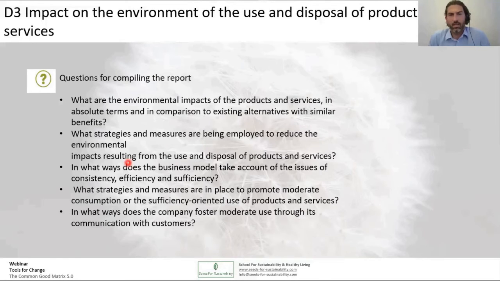So now if I want to write something, the report, which then could be audited, or if I want to develop some kind of indicator set for myself to be more sustainable, I have to ask myself, what are the environmental impacts of my products? What strategies, that's important, and measures are being employed to reduce the environmental impacts? So I have to ask myself, what am I really doing? And in what ways do I take account of these principles of consistency, efficiency, and sufficiency? Do I really at all think about them?